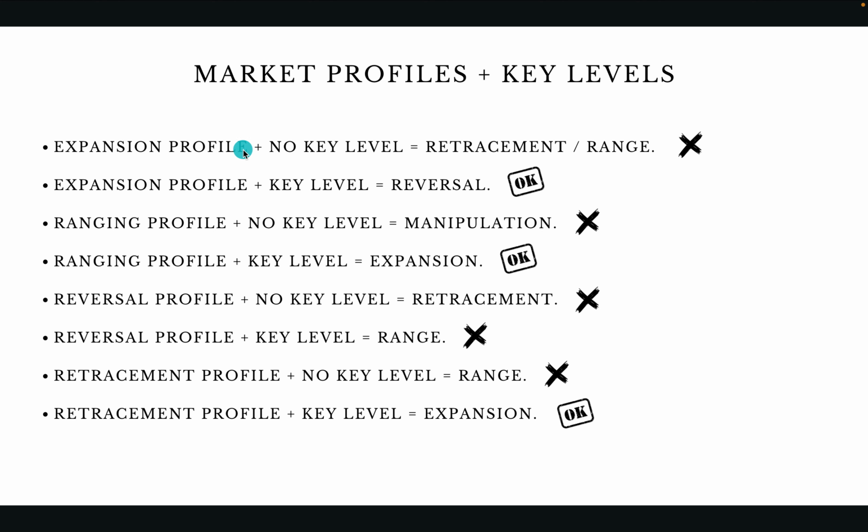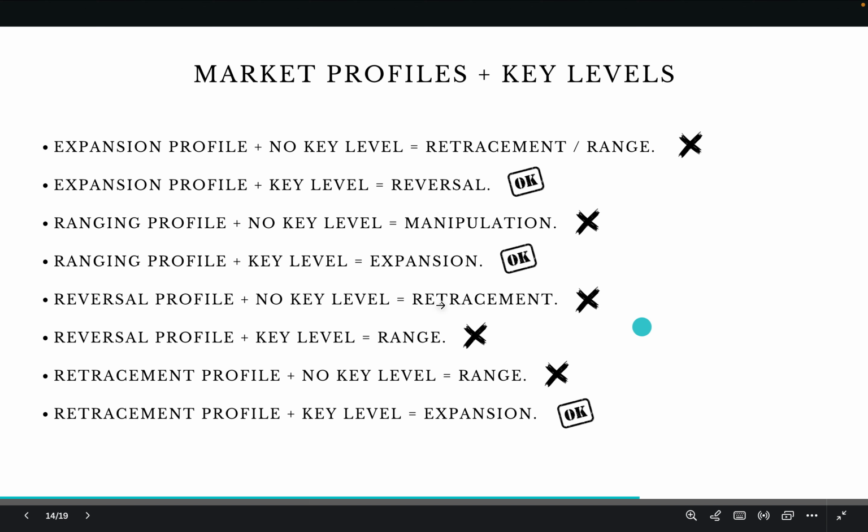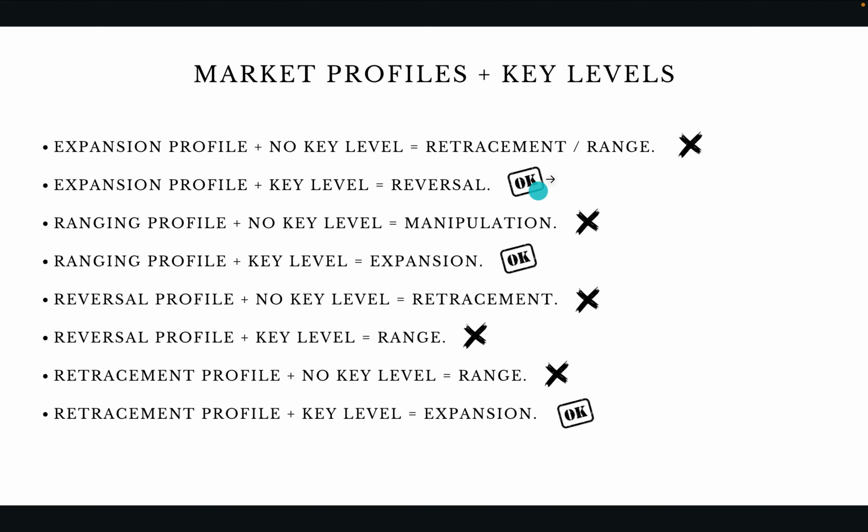So expansion profiles with no key levels equals retracement range. You don't want to trade this. Expansion range plus key level equals reversal. You want to trade this. You want to trade this one and this one. So don't focus on this. Focus on these three.